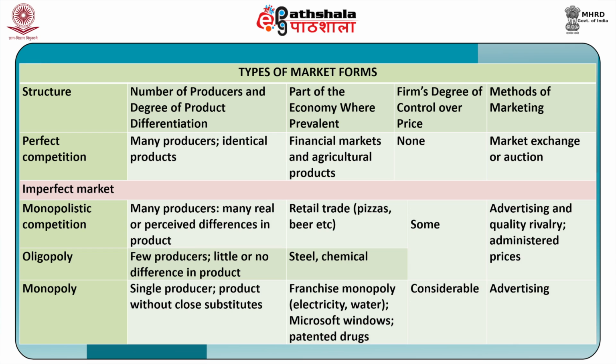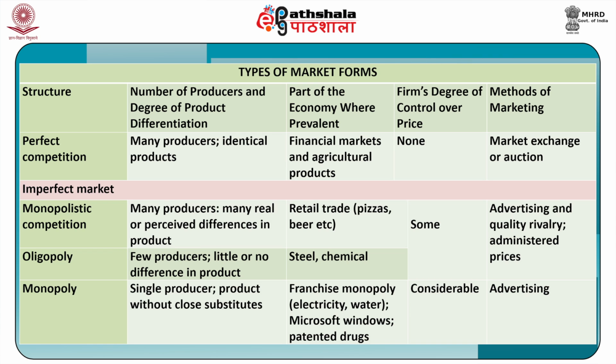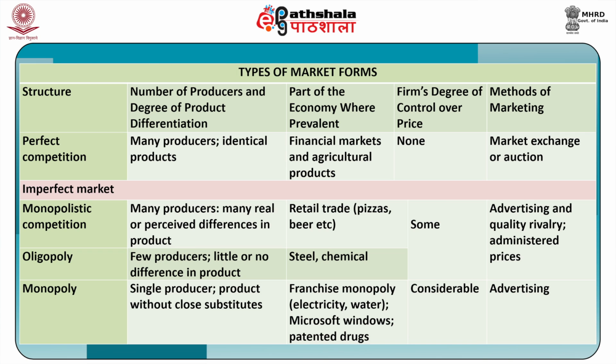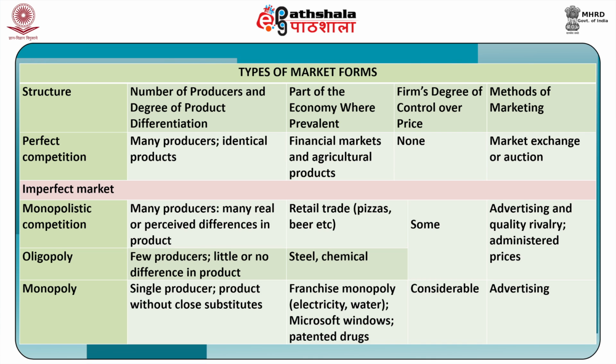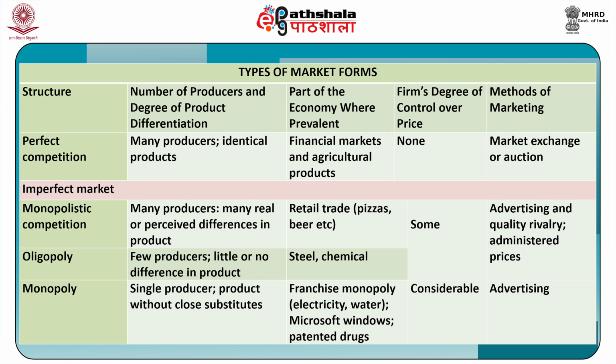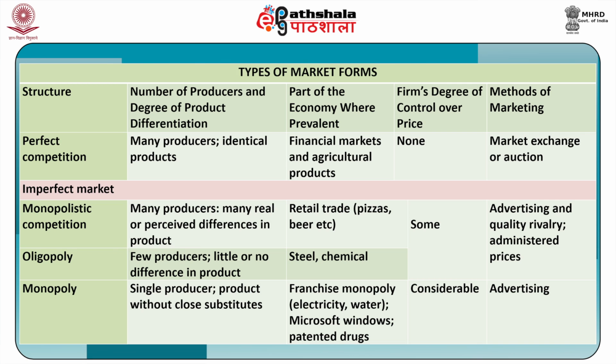Under perfect competition, the number of producers are clearly very many, and they produce an identical product. The financial markets and agricultural markets are an example of perfectly competitive markets. The firm's degree of control over its price is absolutely nothing. The firms cannot control the price. Method of marketing: the marketing is through market exchange or the auction mechanism.